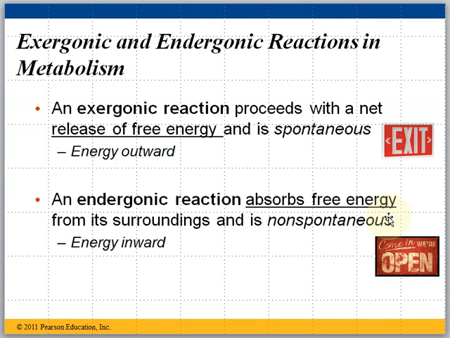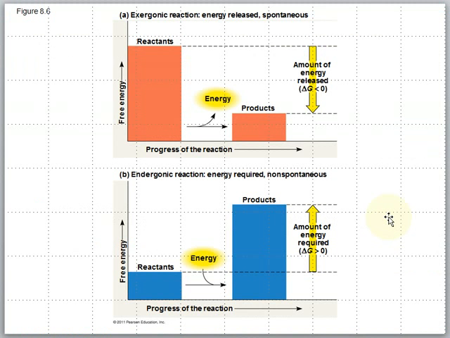So exergonic is energy out, endergonic is energy in, which luckily the words kind of help you out there. So exergonic can happen on its own, endergonic cannot. It requires the input of energy. If you're a charts type person, here's a quick little chart or graph to help you out.